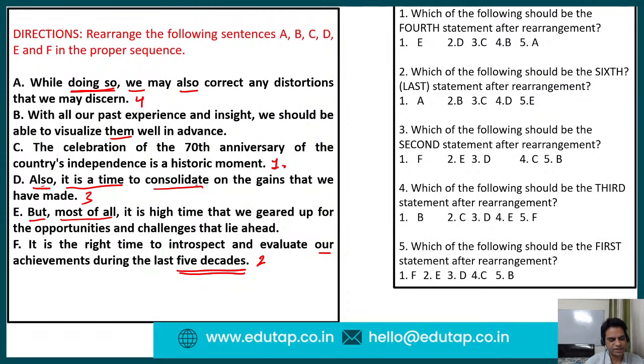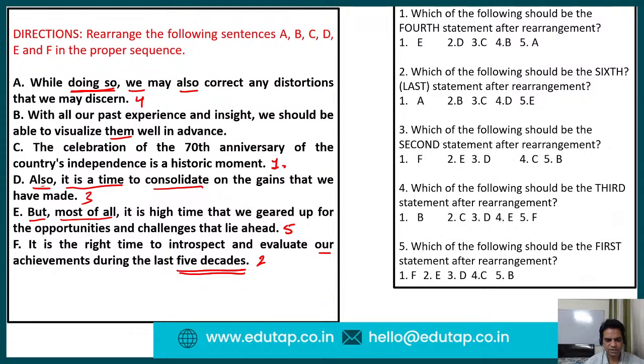So while consolidating on the gains that we have made, while doing so, we may also correct any distortions that we may discern. That means that if we have made any mistakes during the last 5 decades, we should also correct any distortions that we may discern. But we may find that we should also correct any mistakes that we have made. Then comes sentence number E. But most of all, up till now, they were talking about past. Now he comes to future. But most of all, it is high time that we geared up for the opportunities and challenges that lie ahead. Right? So now he's talking about future.